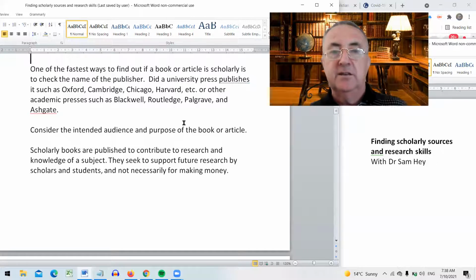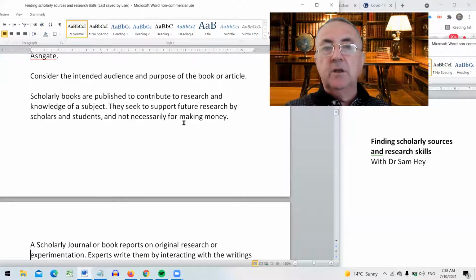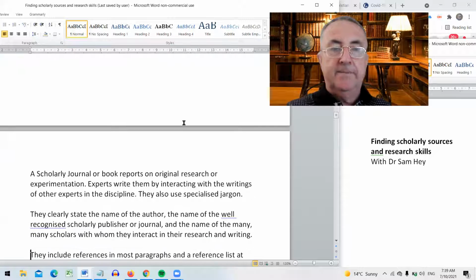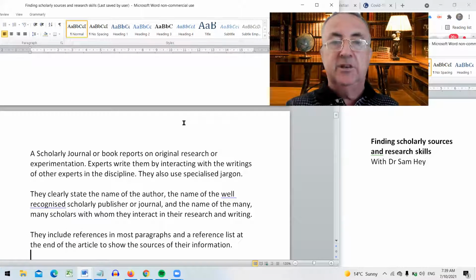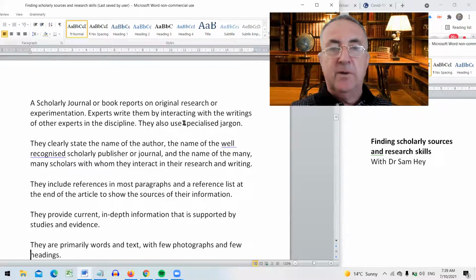Also, consider the intended audience. Is it written for other scholars using scholarly words, long sentences, paragraphs with many references? Or is it written for a more popular audience? Scholarly books are published to contribute to research and to knowledge and to support future research, and they're not necessarily written for making money. And a scholarly book reports on original research and experimentation, as experts write them, as they interact with the writings of other experts.